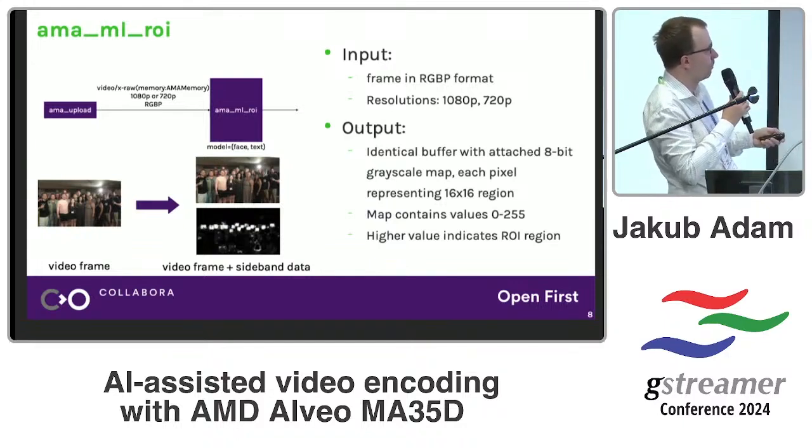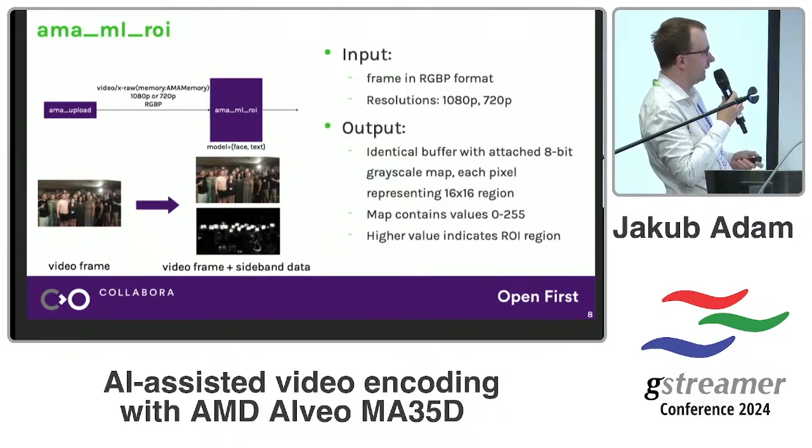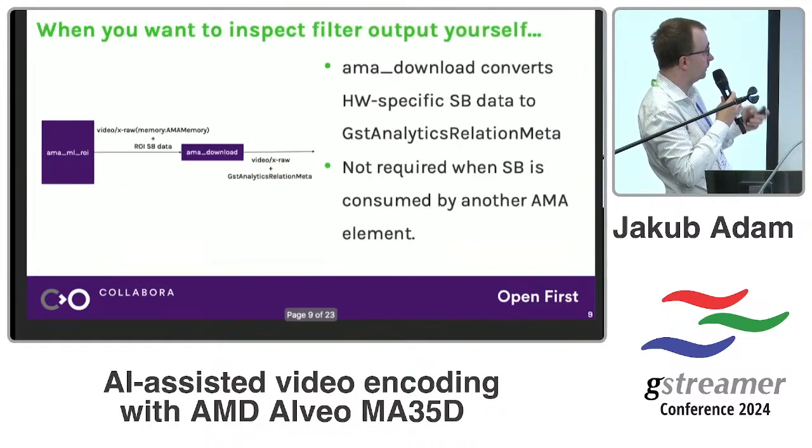The format of this map is a grayscale map where every pixel represents a 16 by 16 region in the original video, and it's a one byte value where a higher value indicates there is a detected ROI region. Sideband data is a hardware feature of the card. This is still all happening on the card.